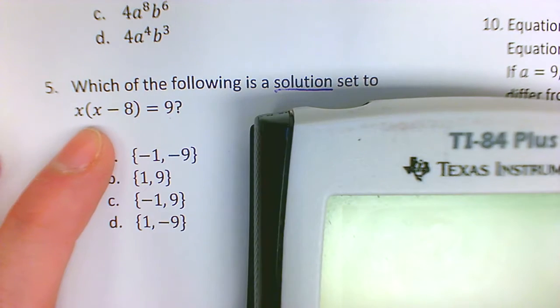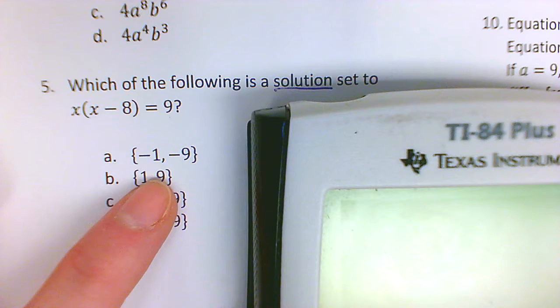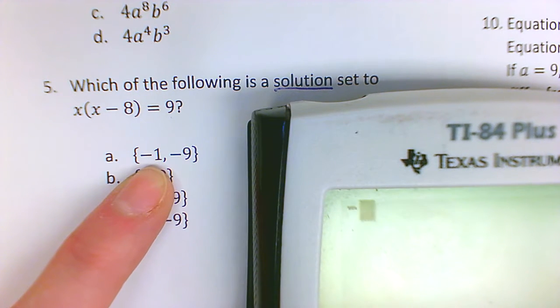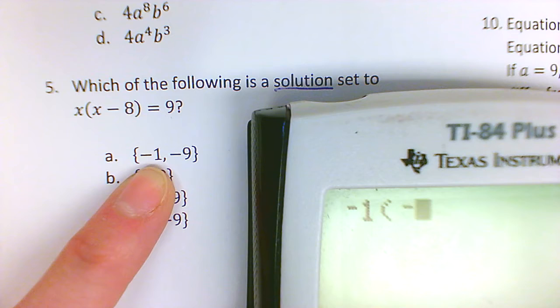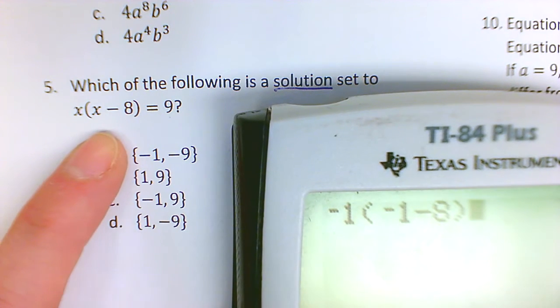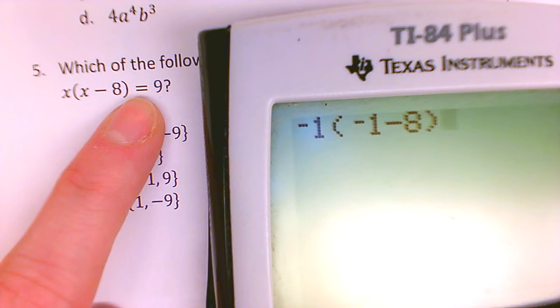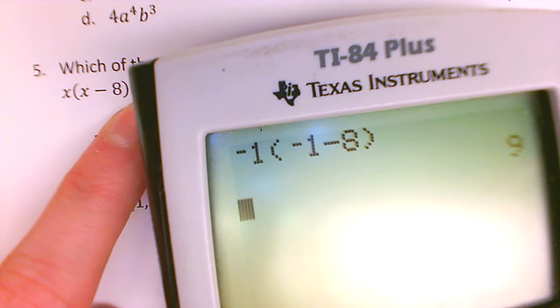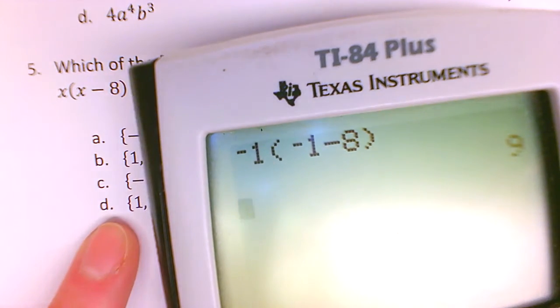I've got the problem x times x minus 8. So I'm going to put my first x value as -1, and I still have to use that same -1 for the second x. -1 minus 8, so I plugged it in. My x's are -1 now. And whenever I hit the enter button, if it gives me 9, that is one of my solutions. So -1 is a solution.